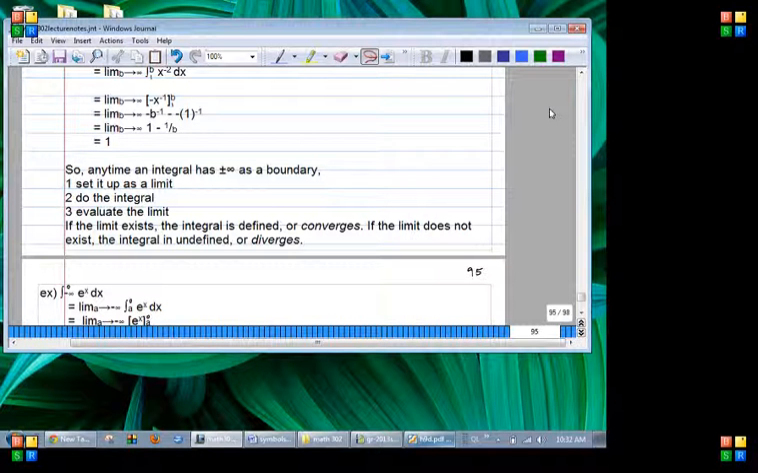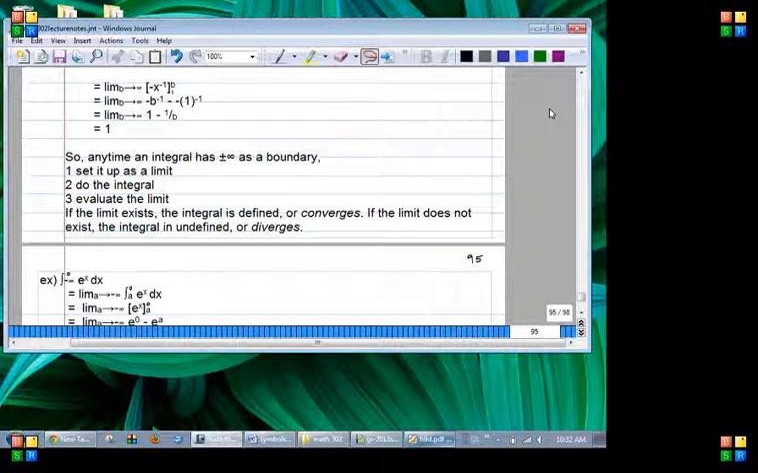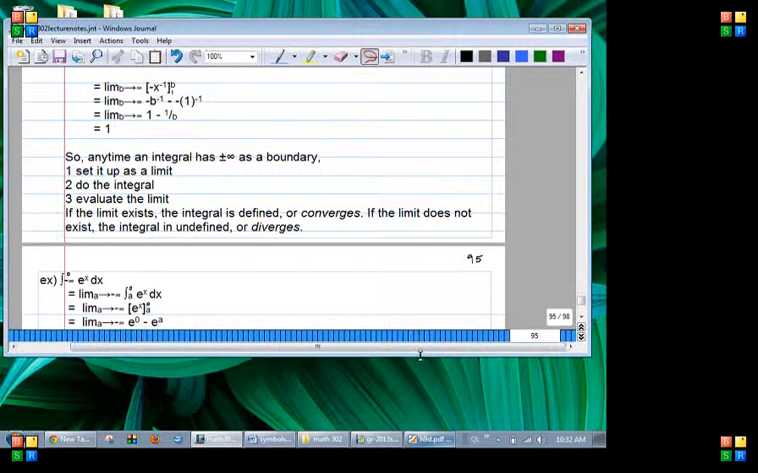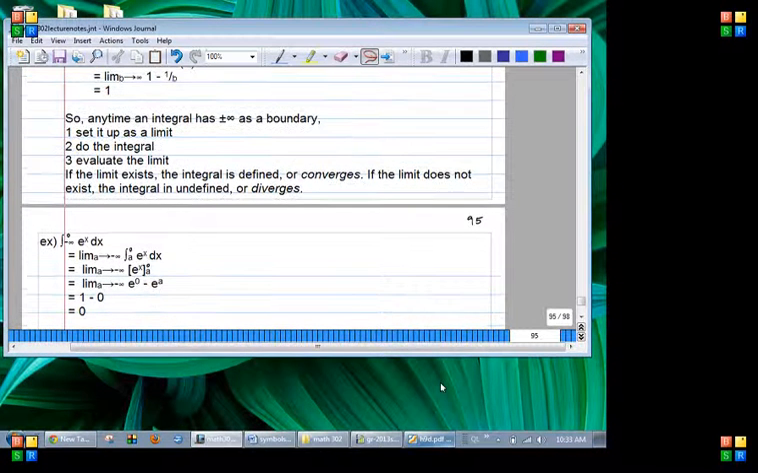The integral of e to the x is e to the x. So you plug this in, you get e to the 0 minus e to the a. First of all, what is e to the 0? 1. E to the 0 is 1. What about e to the a as a goes to negative infinity? That would be the reciprocal, so that would be 0. You could think of this as e to the negative infinity, which just means 1 over e to the infinity. So that's going to 0. So the answer is 0.